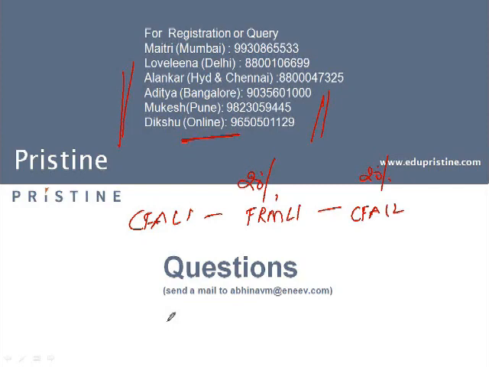Suyash has a question, is there any generic email ID to ask the FRM queries? I told you that, Suyash. In Pristine, there is something called the Pristine forum. Once you become a member of Pristine, that is once you pay your amount, you get a link to the Pristine forum, and you can always put your query there.